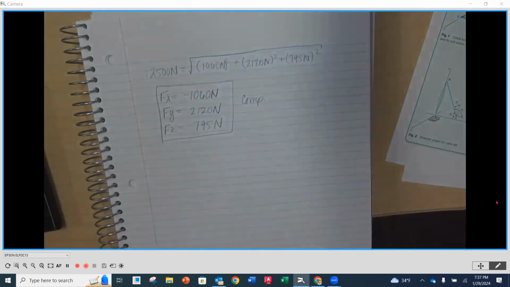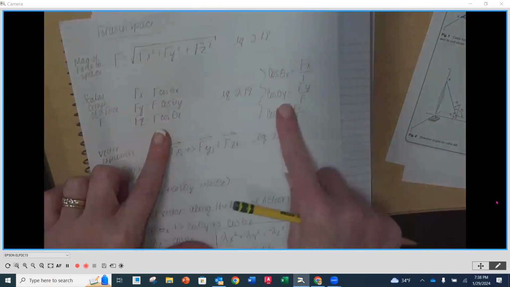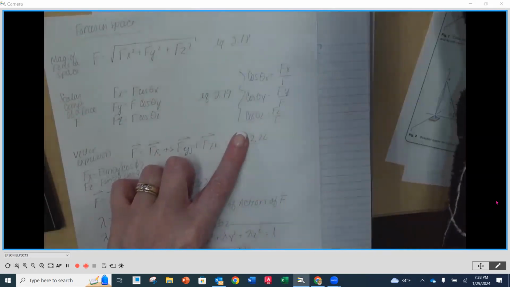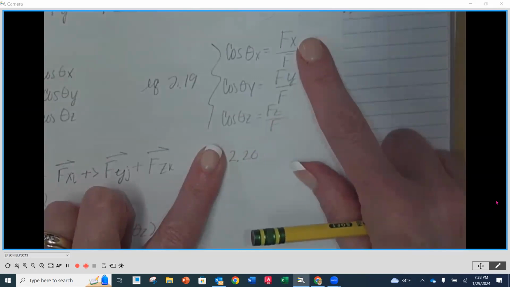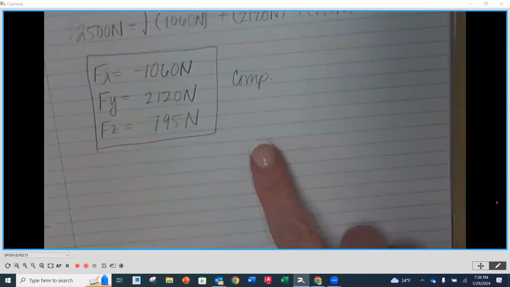Okay, those are the X, Y, and Z components. The second part of this problem is finding the angles to the X, Y, and Z. This is the easy part. If you remember on the very first page, we rearranged those equations. So cosine theta x is going to be equal to Fx over F, or in our case, Fx over the F.